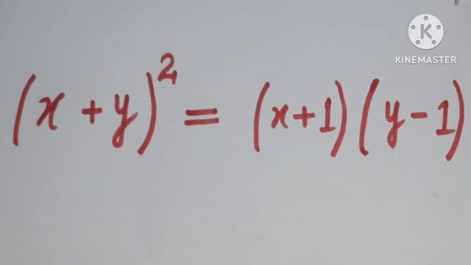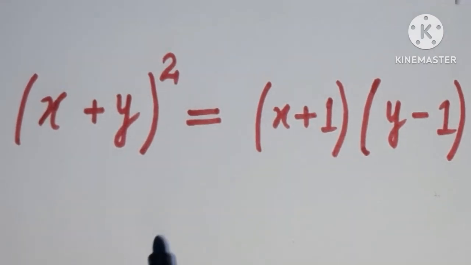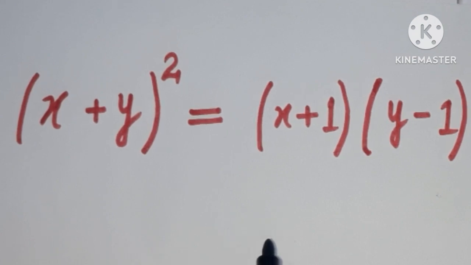Today we have this question: (x + y)² = (x + 1)(y − 1). So what will be the value for x and y?